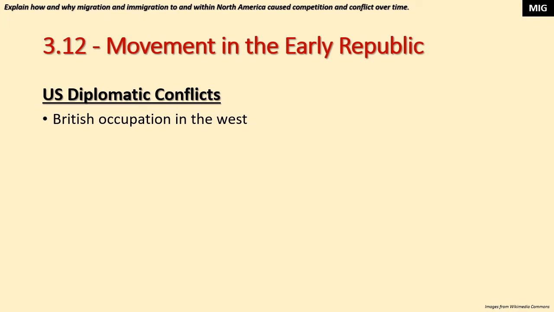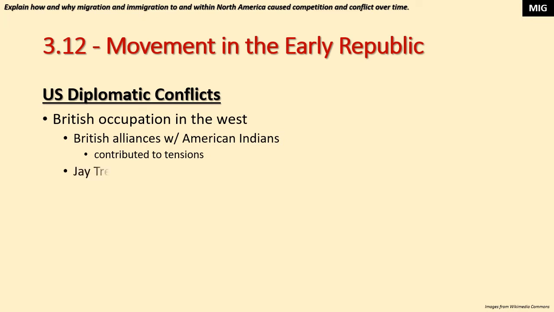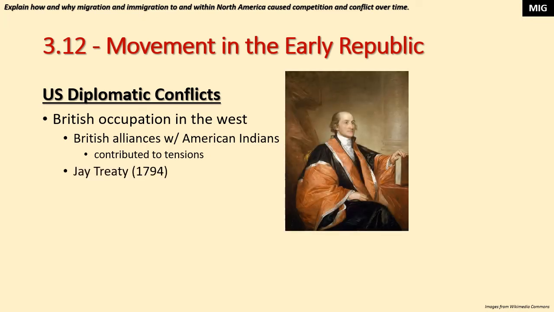To exacerbate some of the issues out there, the British have now formed alliances with American Indians. This is contributing to tensions as U.S. settlers are extending out into the Ohio River Valley and further into the Great Lakes. And to resolve this issue for the United States is John Jay, who is the Chief Justice of the Supreme Court, but he's also one of the initial Federalist Party founders, one of the co-authors of the Federalist Papers in support of the Constitution.